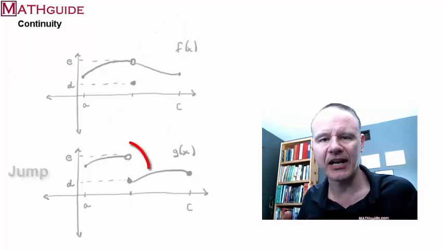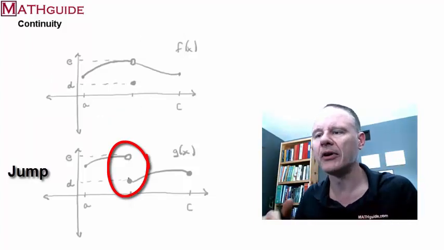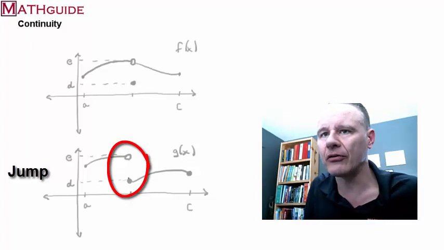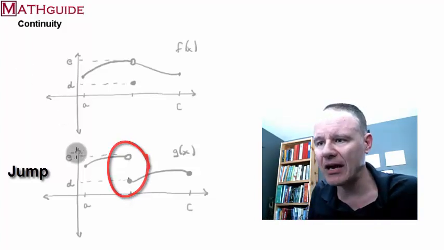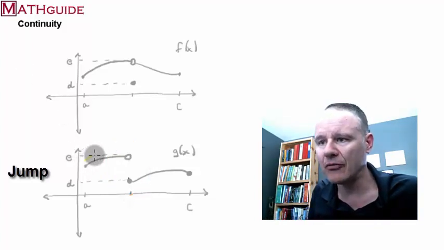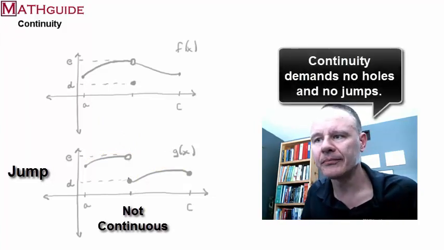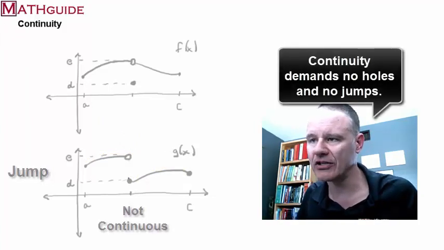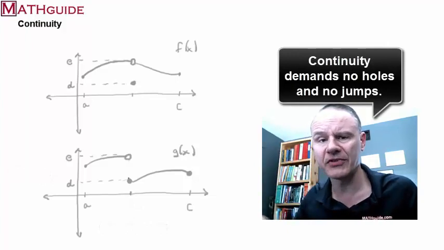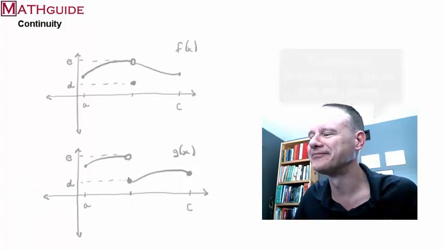G of x, notice it has a jump. As you're looking at the curve and reading it from left to right, I'm reading it, jump down. Okay, now I have to continue on to the right side. So any curve that has a jump is also not continuous. So curves with holes and jumps are not continuous.